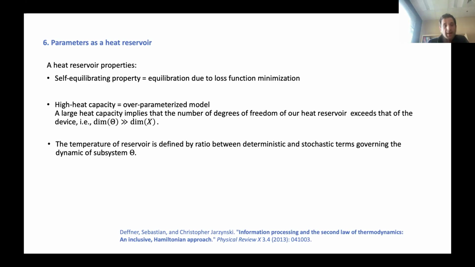And finally, once you have this, you want to talk about the temperature of your reservoir, and that comes from the noise ratio, the ratio between the stochastic force and the deterministic force in the dynamics of theta. The classic way to do this is to write the stochastic gradient descent in the Langevin form, and then use the dissipation theorem to define T.